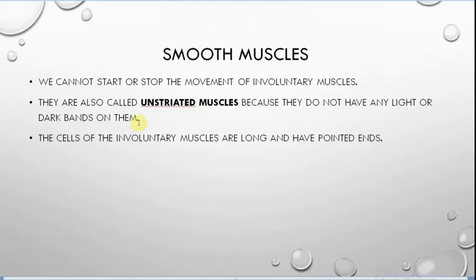So they are called unstriated muscles also. The cells of the involuntary muscles are long and have pointed ends. You can just see it in the figure. The smooth muscles have long and pointed ends.